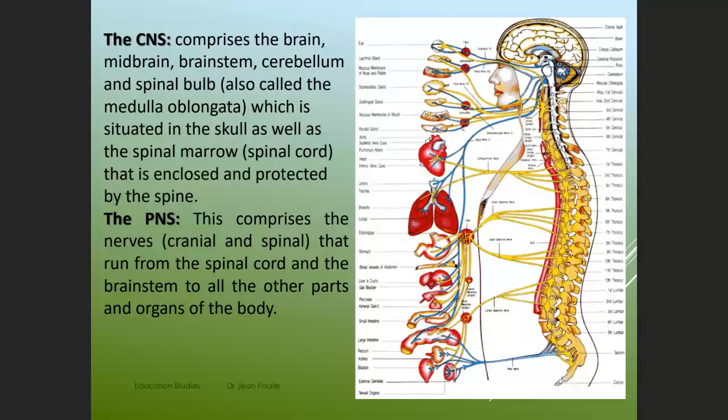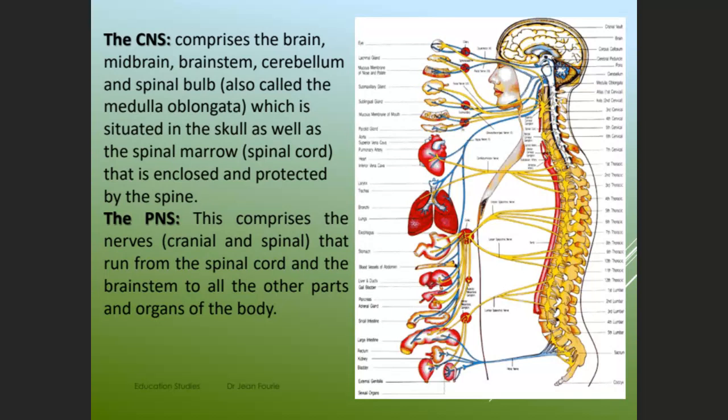So the central nervous system, generally the brain and the spinal cord, consists of the midbrain, the brainstem, the cerebellum, and the spinal bulb, which is also called the medulla oblongata. These are all situated in the skull, and the narrow spine, which comes out as the spinal cord and is enclosed and protected in some very strong muscle.